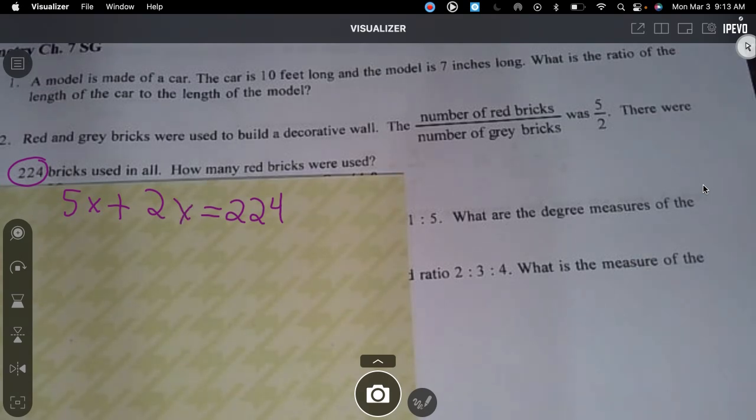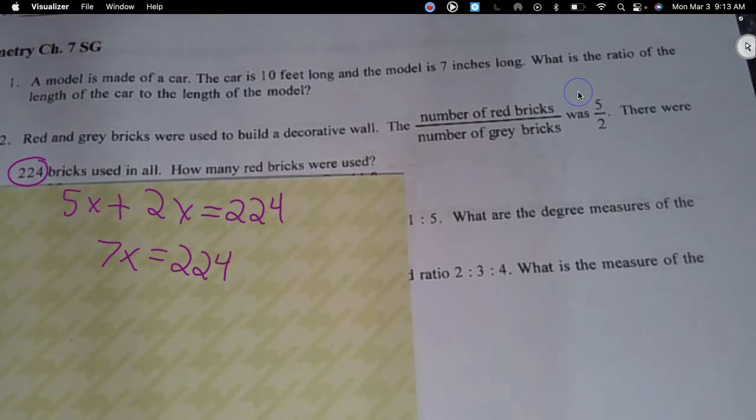Red bricks, gray bricks. Does everybody understand this one represents red, that one represents gray? Are we good with that? What is 5x plus 2x? 7x. Cannon, you getting this? Because this is not a bad one. This one's definitely doable. One of the easier ones on here. Okay, so you just do 5x plus 2x, 7x equals 224.